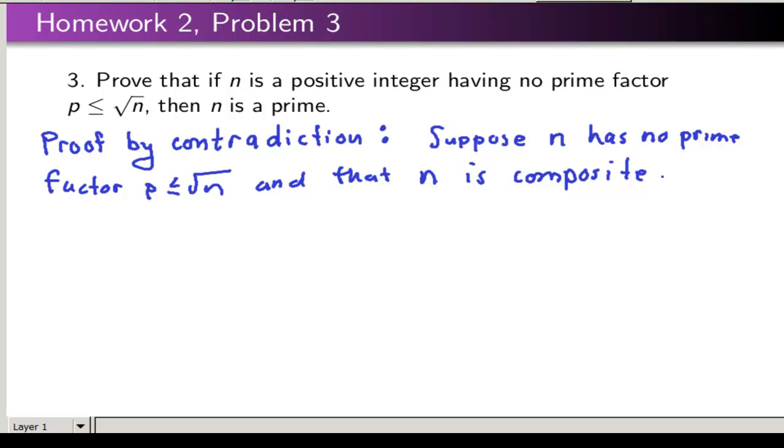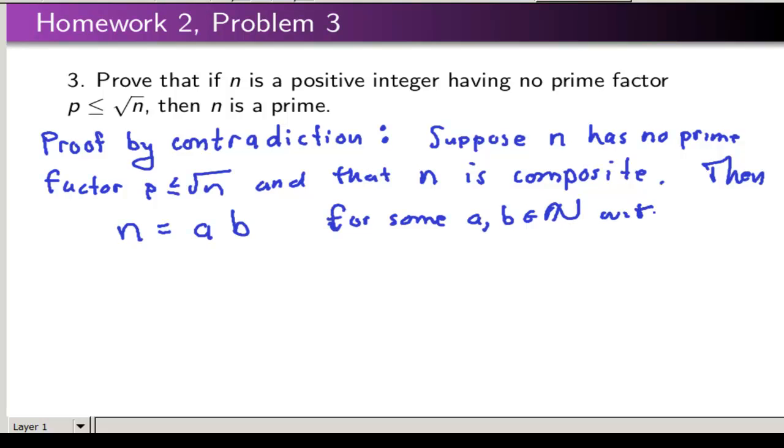Okay, so what does composite mean? Well, then n has a factorization that's non-trivial. So non-trivial means one of these or both of these factors are strictly bigger than 1. Some natural numbers, and they're strictly less than n. Okay, then n is of this form.